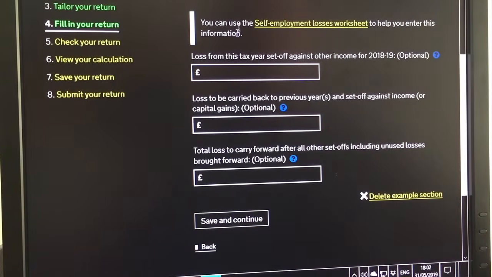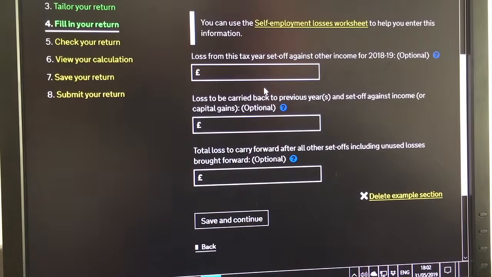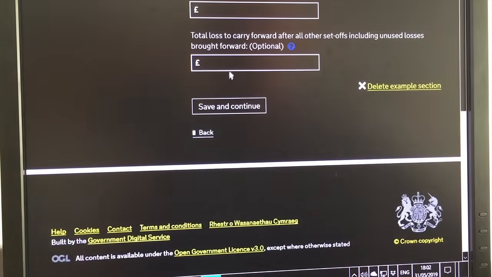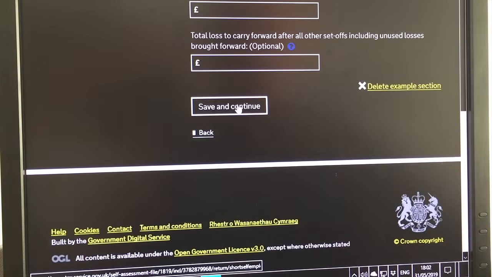Right, you can use this self-employment losses. No, we've not got losses. This is basically summarising what's happened already. There aren't any losses, so we save and continue.